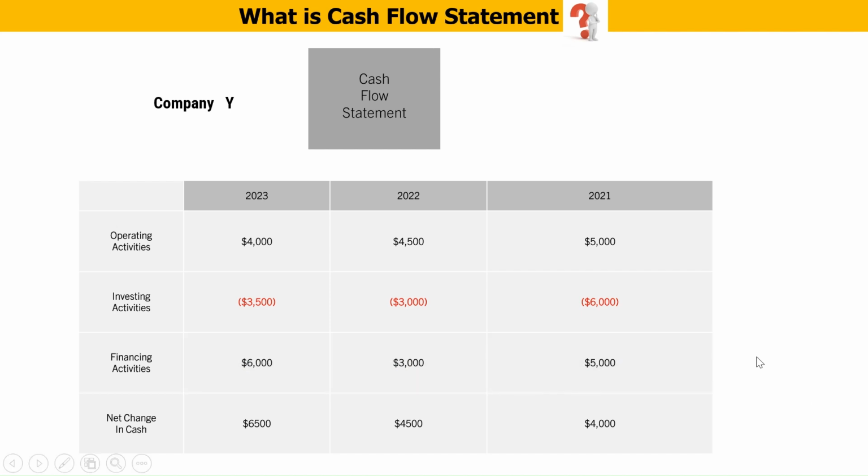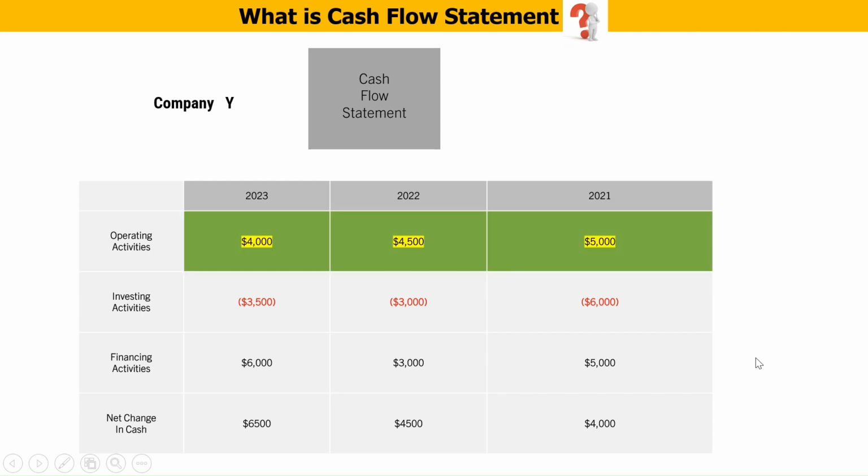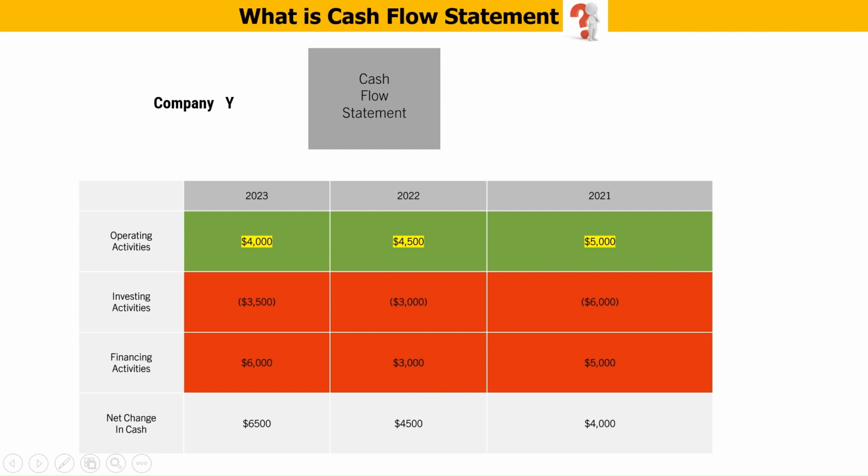You want to see the first line to be positive and the next two lines to be negative. And you can see that the net change in cash was 6,500 in 2023, and then 4,500, and then 4,000 in 2021. So even though the net change in cash was a lot higher here in company Y when compared to company X, in my opinion this is a much worse company looking at the cash flow statement, because of the trends and the direction that the company and the money is flowing.